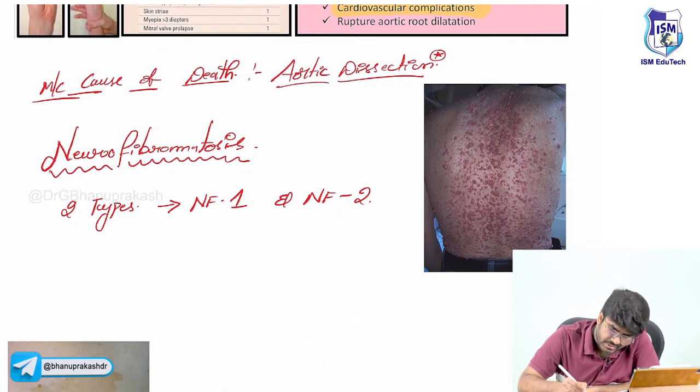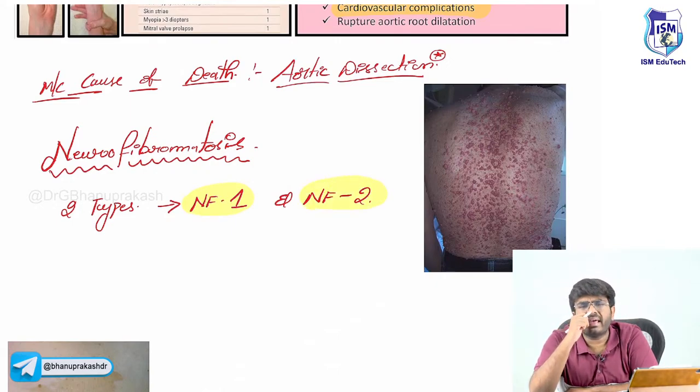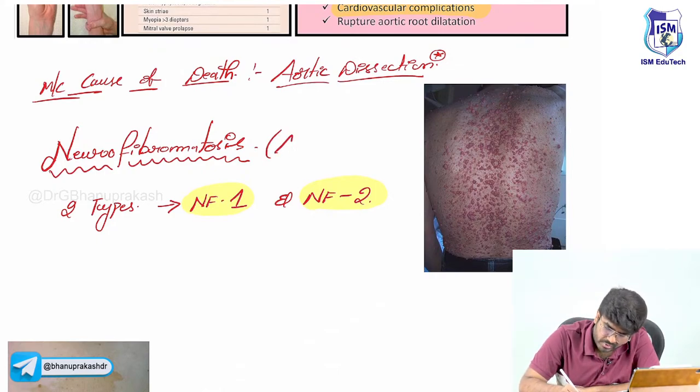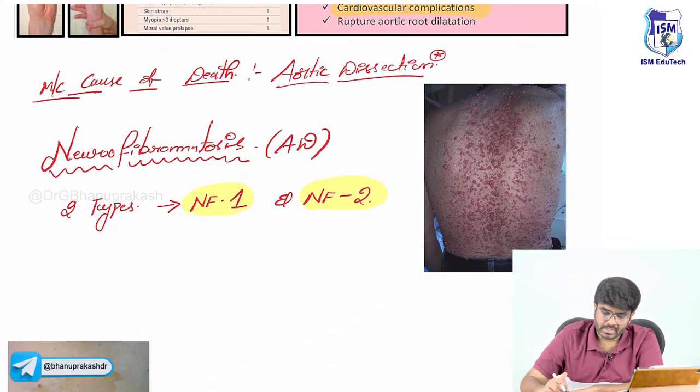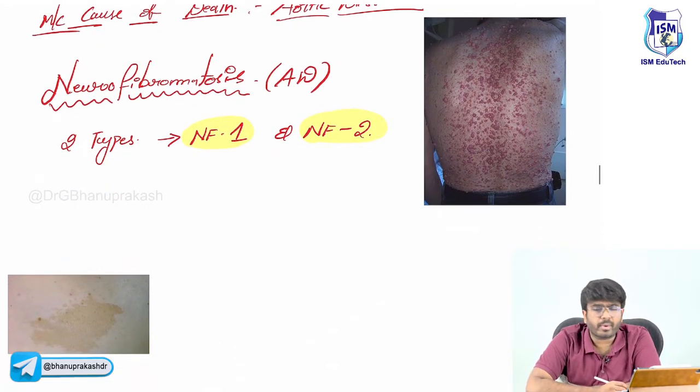Now, sir, why are we discussing neurofibromatosis? You can ask me, why did we discuss Marfan syndrome? Because Marfan is an important autosomal dominant disorder, important for your exams. Now why are we discussing neurofibromatosis? Neurofibromatosis is also an autosomal dominant disorder. That's why. There are two types: neurofibromatosis type 1 and type 2.